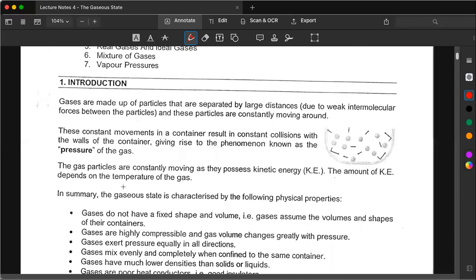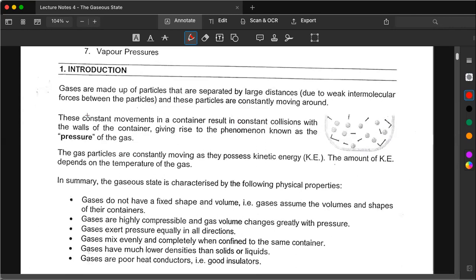Now, introduction. Gases are made up of particles that are separated by large distances because there are weak intermolecular forces between the particles. And we also understand that particles are always in constant random motion. Now, this constant motion or movement in a container will result in constant collisions with the walls of the container, and it gives rise to pressure.